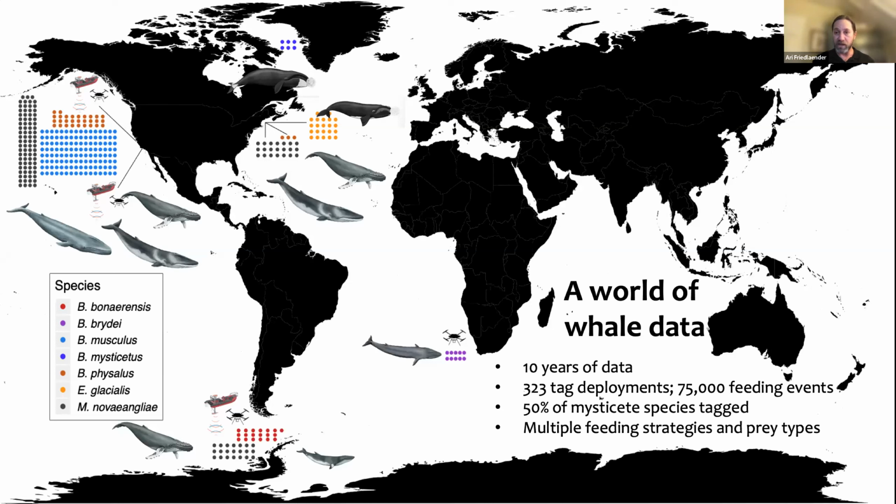So today I'm going to use data that come from around the world, literally. There's a culmination of about 10 years of effort by our research team here. We've deployed over 300 tags and we've measured over 75,000 feeding events. And we've tagged over half of the species of whales in the world. And I think that's a pretty cool thing. And on this image, you can see the different species of whales that we've tagged and geographically where the data are coming from: California, the East Coast of the US, South Africa, and the Antarctic.